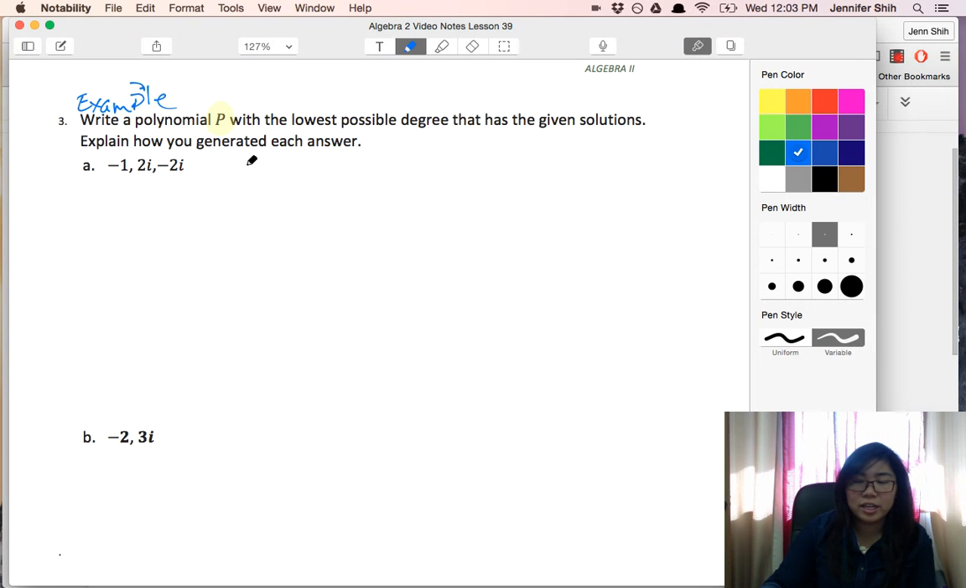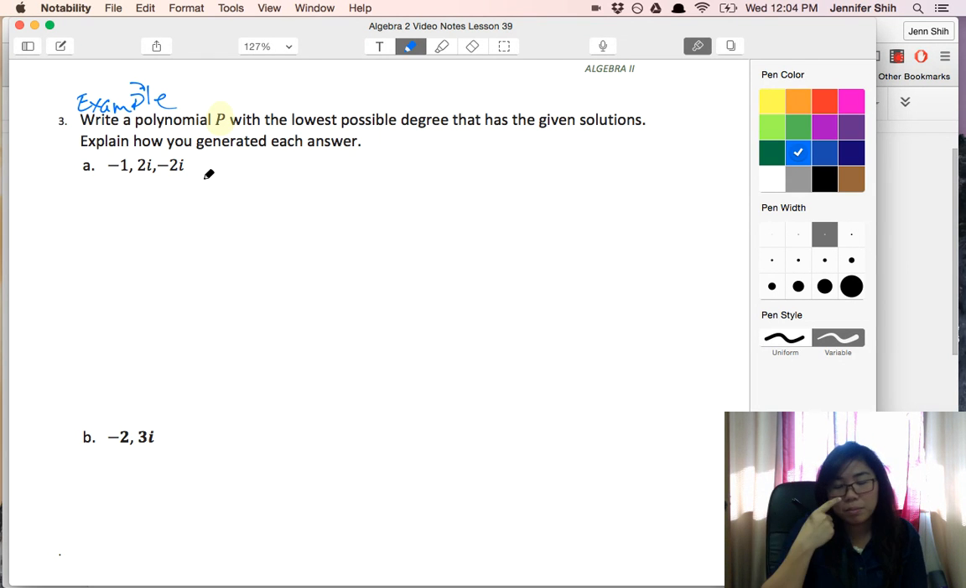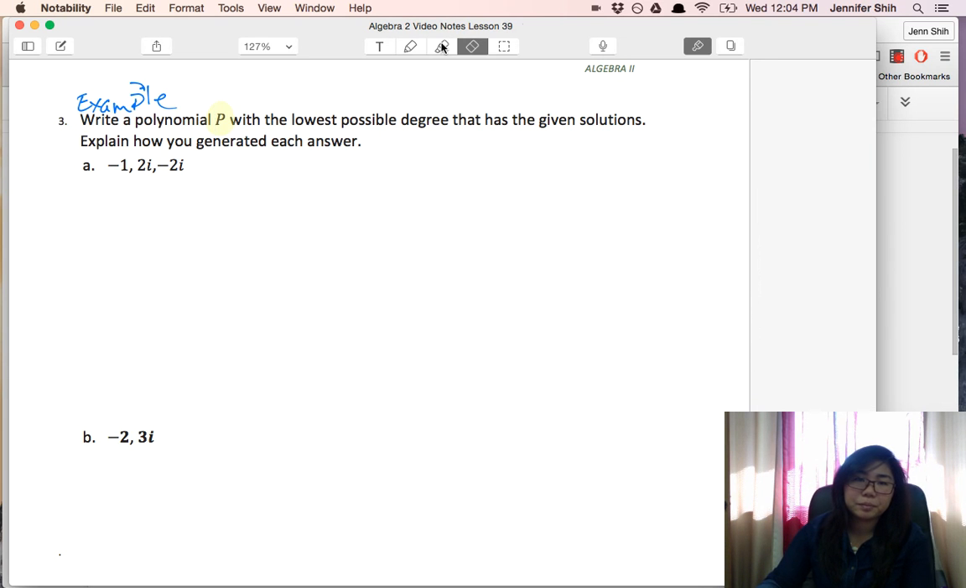Explain how you generated each answer. This part, when we do the explanation in class, is where you really get to explain. But I'm going to show you how we do this. All right, here's the example.